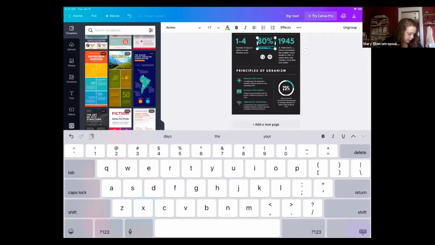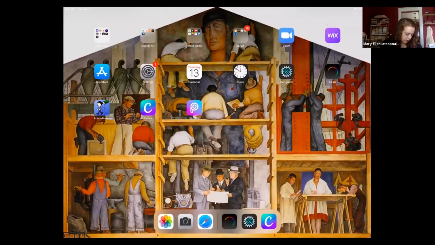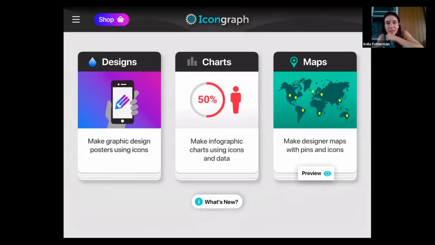Now, in addition to Canva, there's one other app I want to draw your attention to. Oh, because it's already 11:51. I know. Time flies when you're visualizing data. This is an app called Icon Graph.